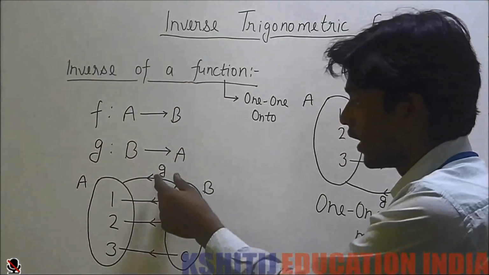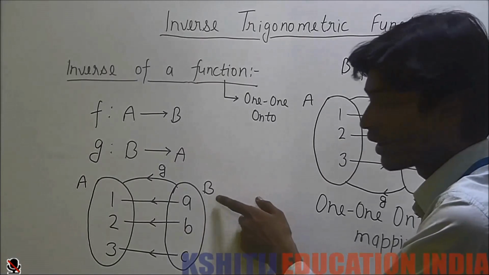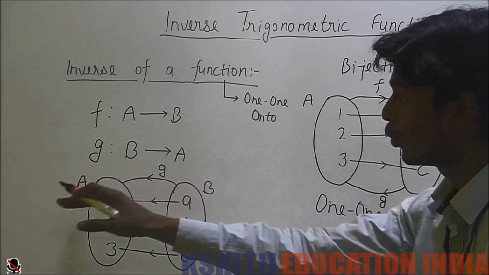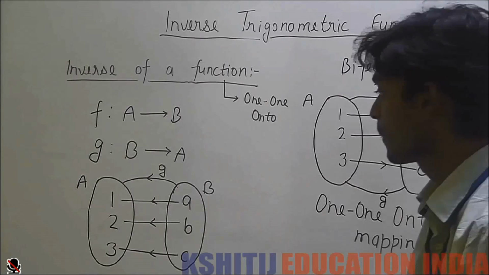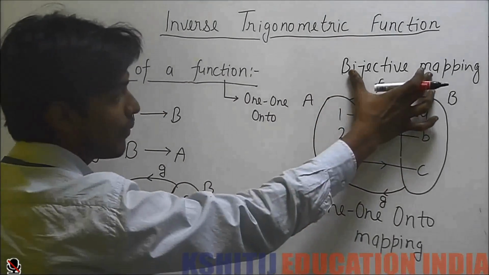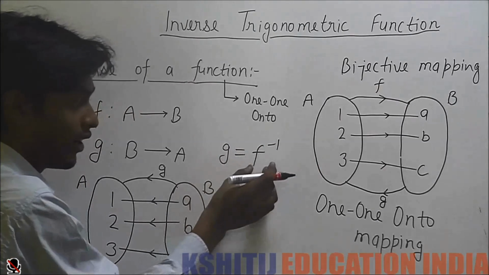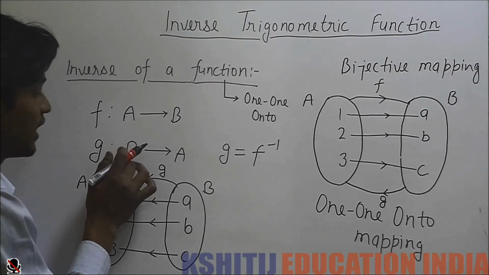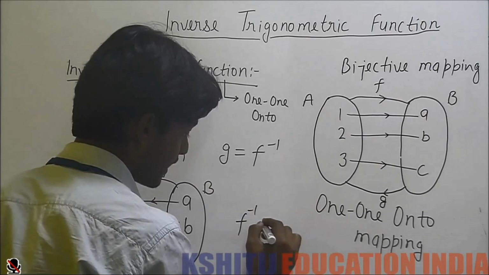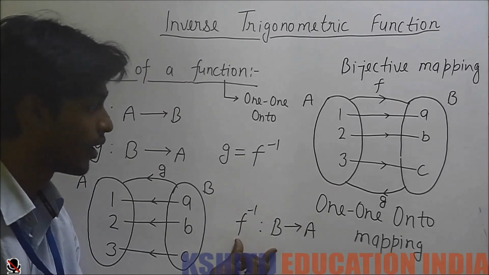Is it clear? If we have another function g which is defined from set B to set A, in which each and every element of set B is connected to a different element of set A, then we can say directly that the function g, defined from B to A, is the inverse of the function f. On the basis of bijective mapping, it is the inverse of the function f, which is represented as g defined from B to A, or we can say f inverse.